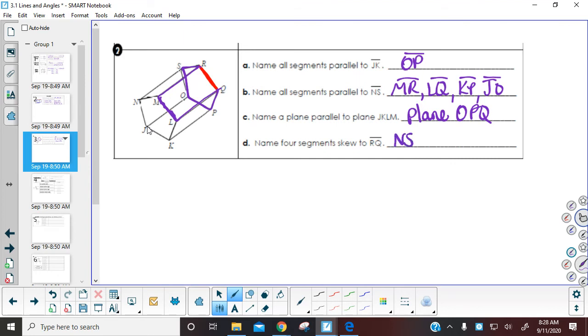So we've got segment NS, we've got segment JO, we've got segment NJ, we've got segment JK, and any of the others that we did not outline, those are considered skew. So I'm going to actually put that here because there's a couple more. Okay? So that is parallel and skew, just kind of a quick summary.